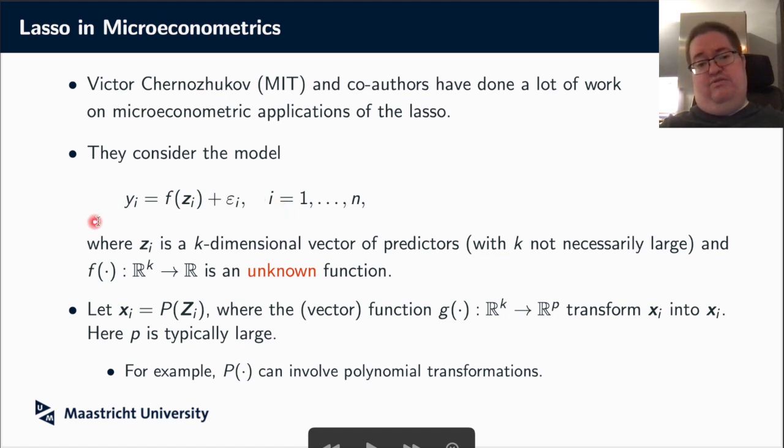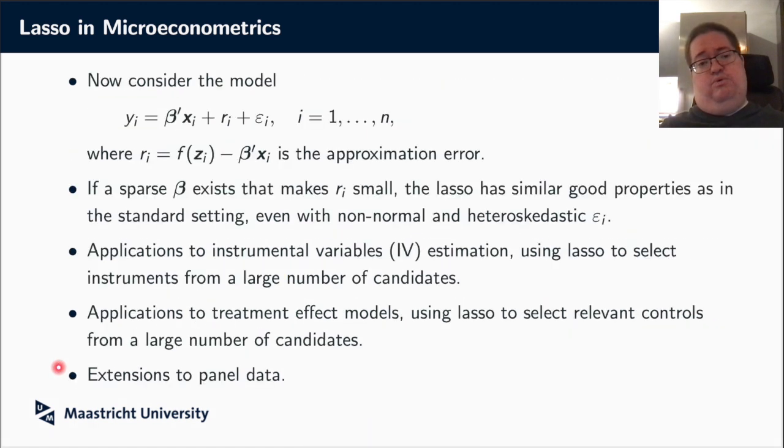And high dimensionality is something that comes out because, well, think again about Taylor expansion of smooth functions. The approximation gets better if you include more terms. So high dimensionality naturally arises in this kind of framework. So they make this formal and they then say, well, instead of writing y as f of z plus epsilon, let's write it as beta prime x plus some residual, some approximation error, which is f of z minus beta prime x.